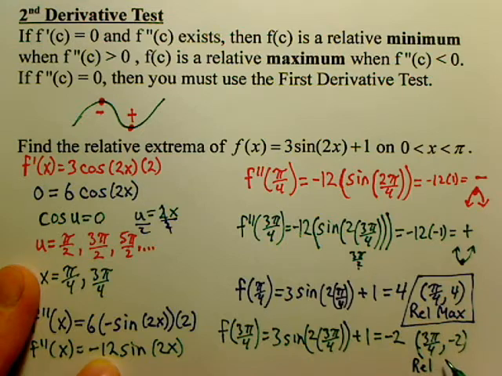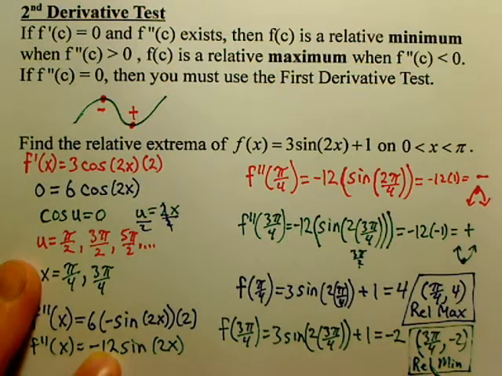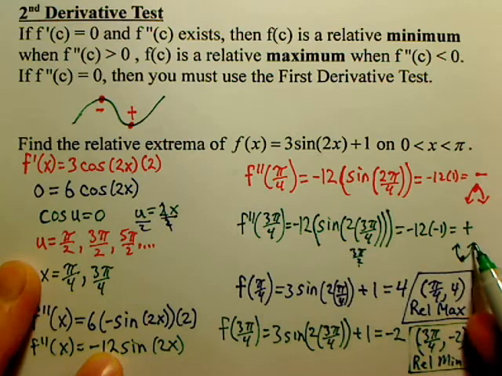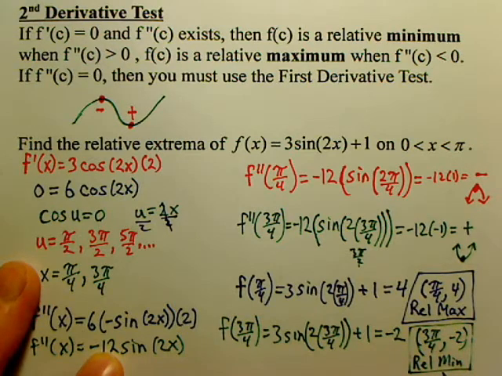Is a relative min. Now, why do I again know it's relative min? Well, a relative min because it is concave up at that point.